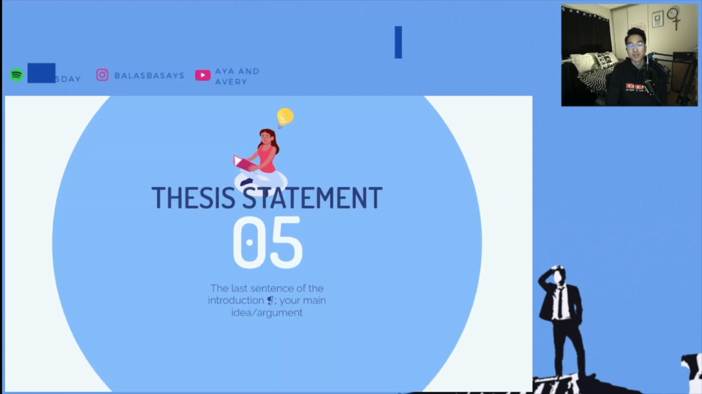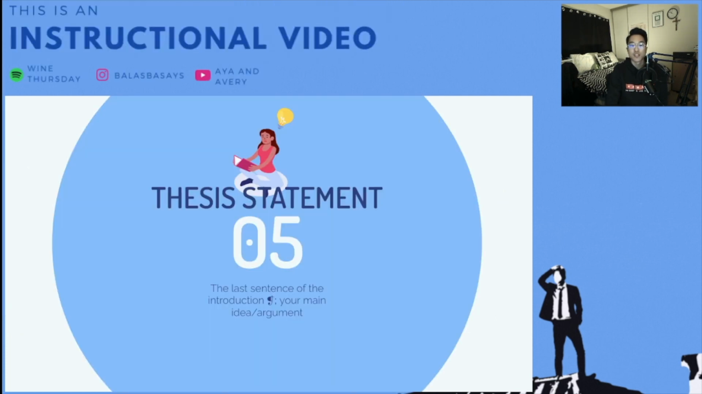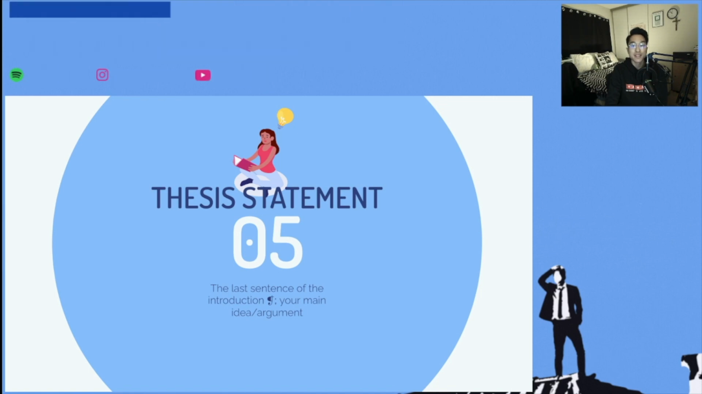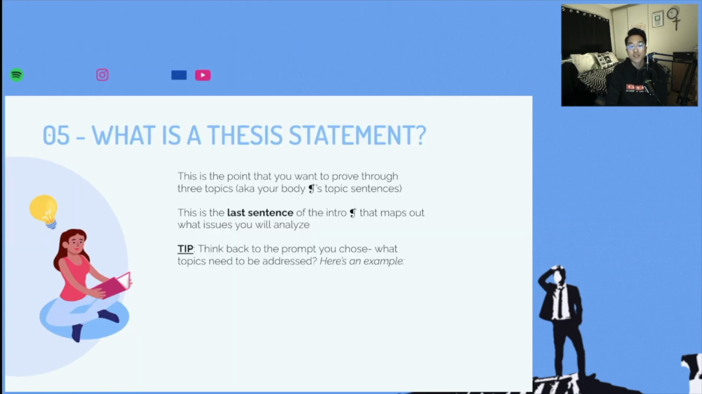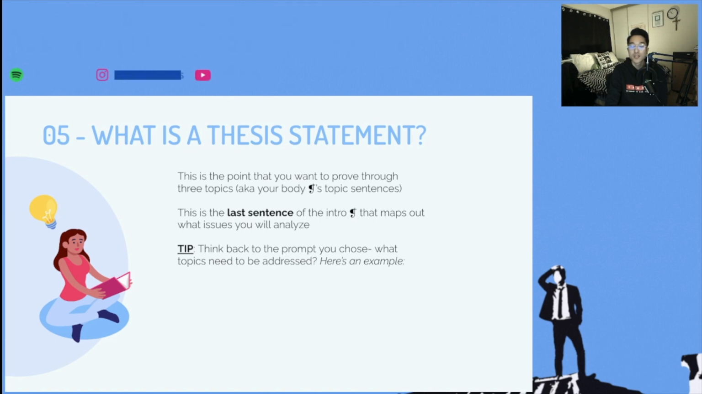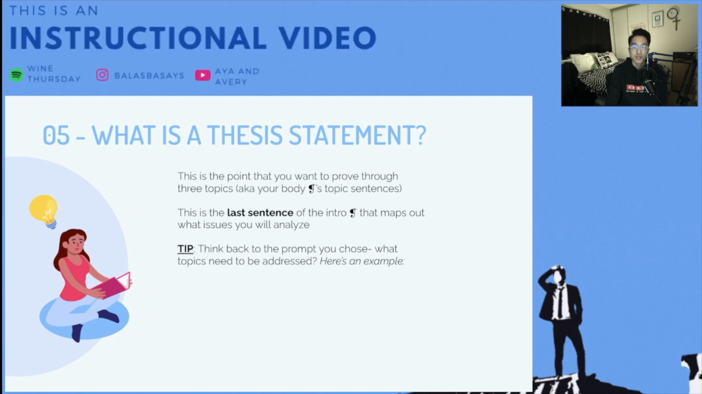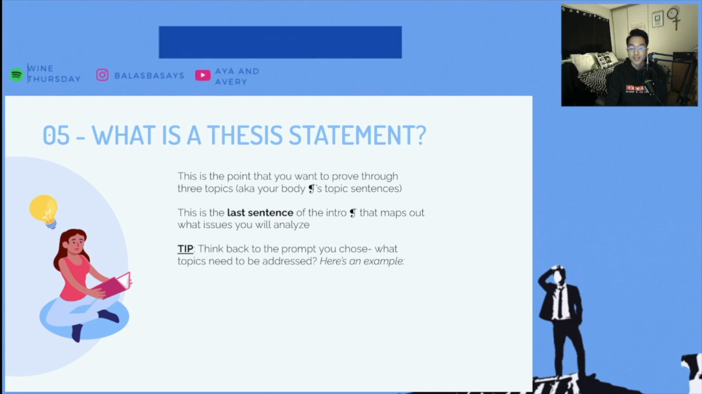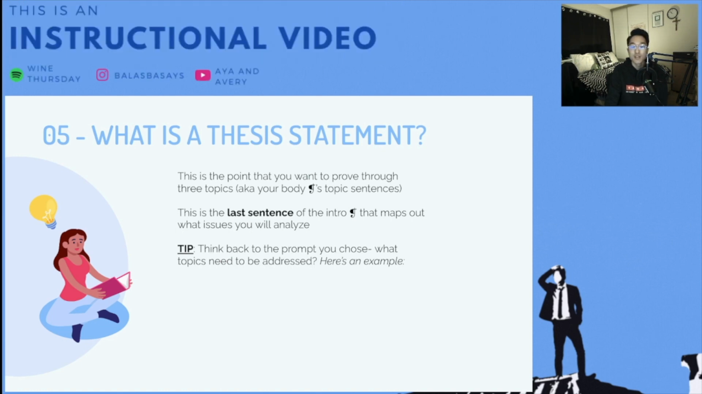A thesis statement is the last sentence of your introduction paragraph, which is your main idea and argument for the paper. In a standard 5-paragraph essay, your thesis statement would be the point you want to prove through 3 topics, which is also known as your body paragraph's topic sentences. Again, this is the last sentence of your introduction paragraph that maps out what issues you will analyze. And here's a tip. Again, think back to the prompt that you chose. What topics need to be addressed? Again, those keywords that I mentioned earlier.